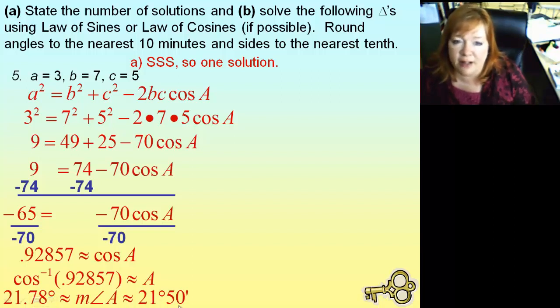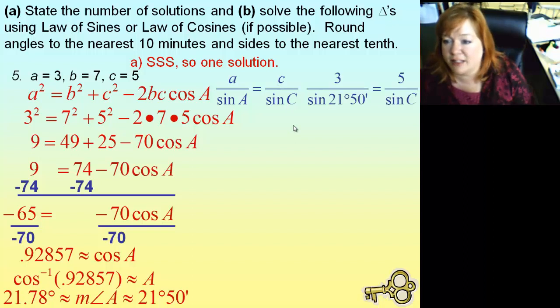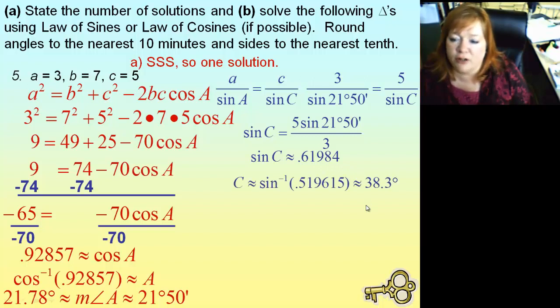Once you have angle A, you can then find angle C or even angle B, doesn't matter, by using the law of sines. Little a over sine A equals little c over sine C. I don't know why I did C, but that's what I did. So I've got 3 over the sine of 21 degrees 50 minutes equals 5 over sine C. Multiply diagonally, divide by the third number, and you end up with sine of C is approximately 0.61984. When you do the sine inverse, you're going to get 38.3, which is approximately 38 degrees 20 minutes.